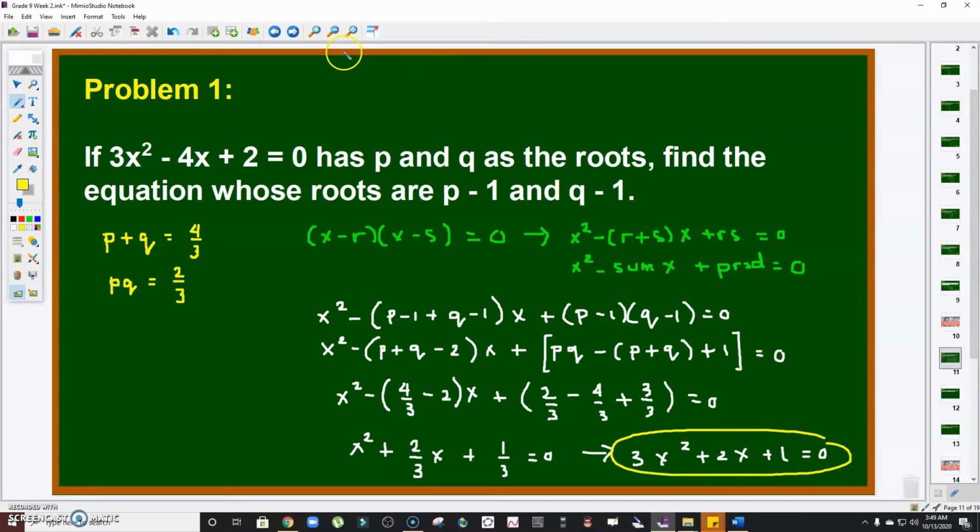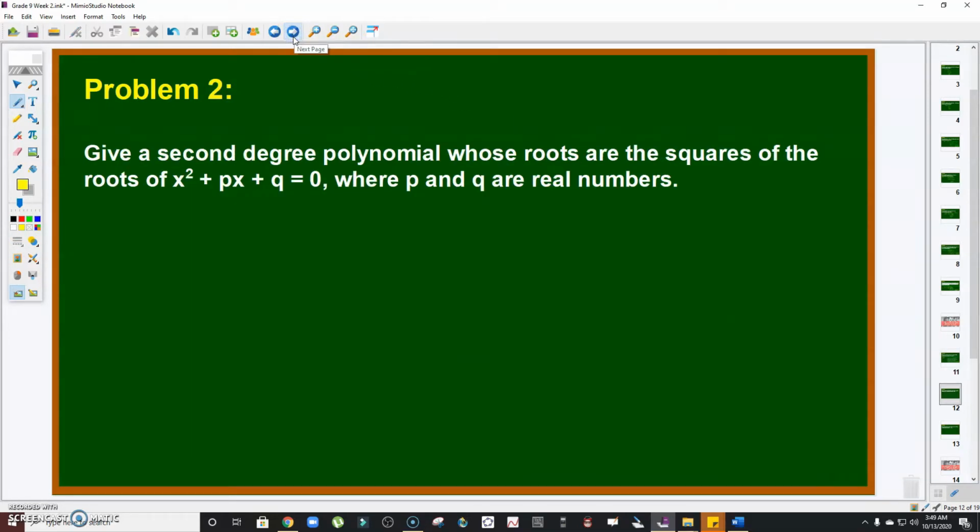Clear? Problem number 2. Give a second degree polynomial whose roots are the squares of the roots of x squared plus px plus q equals 0, where p and q are real numbers. So we're looking for a quadratic equation whose roots are the squares of the roots of this.